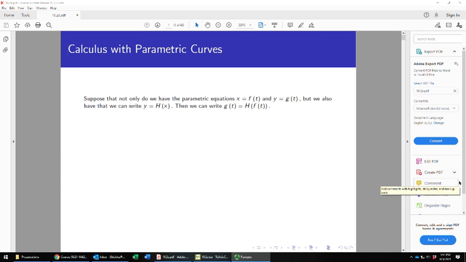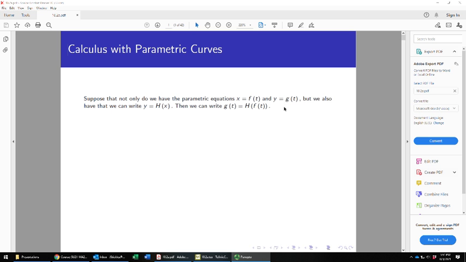In this video, we're going to talk about doing now calculus with parametric curves. So, let's suppose that we've got a set of parametric equations, x equals f of t and y equals g of t. And let's just suppose, for the time being, for argument's sake, that we can actually write y explicitly as a function of x. So, some h of x.